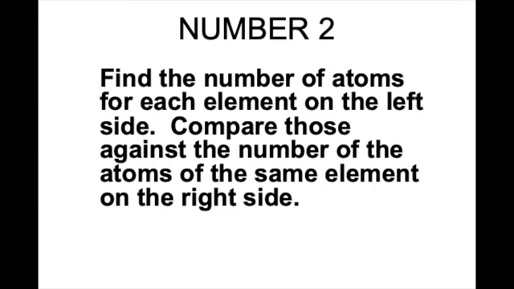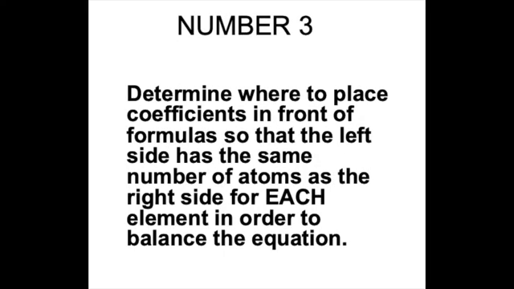Number 2, find the number of atoms for each element on the left side. Compare those against the number of atoms of the same element on the right side. Number 3, determine where to place coefficients in front of the formulas so that the left side has the same number of atoms as the right side for each element in order to balance the equation.